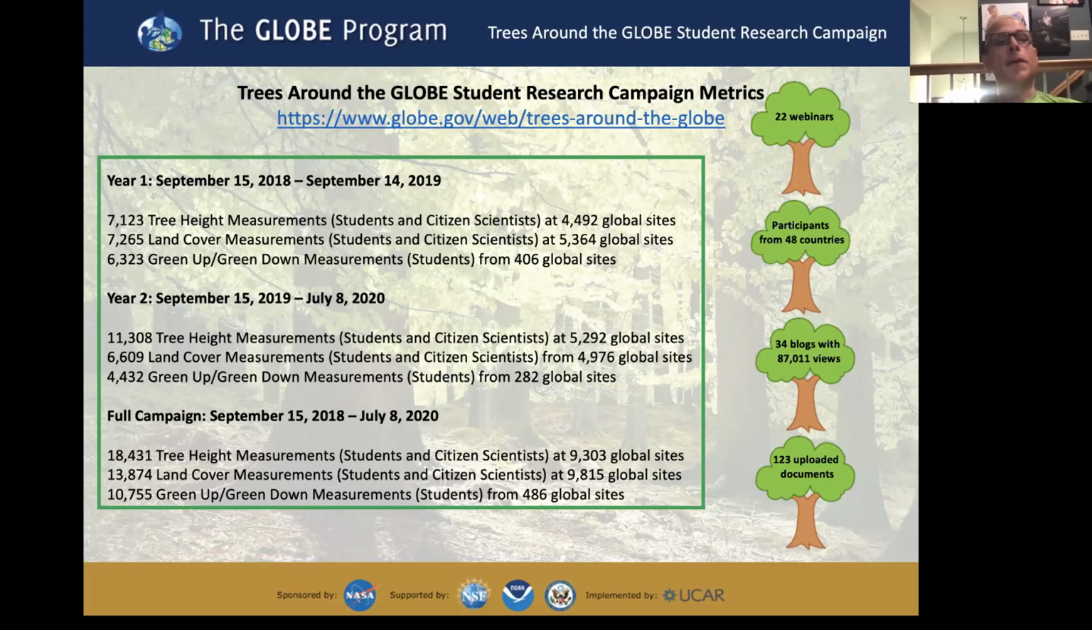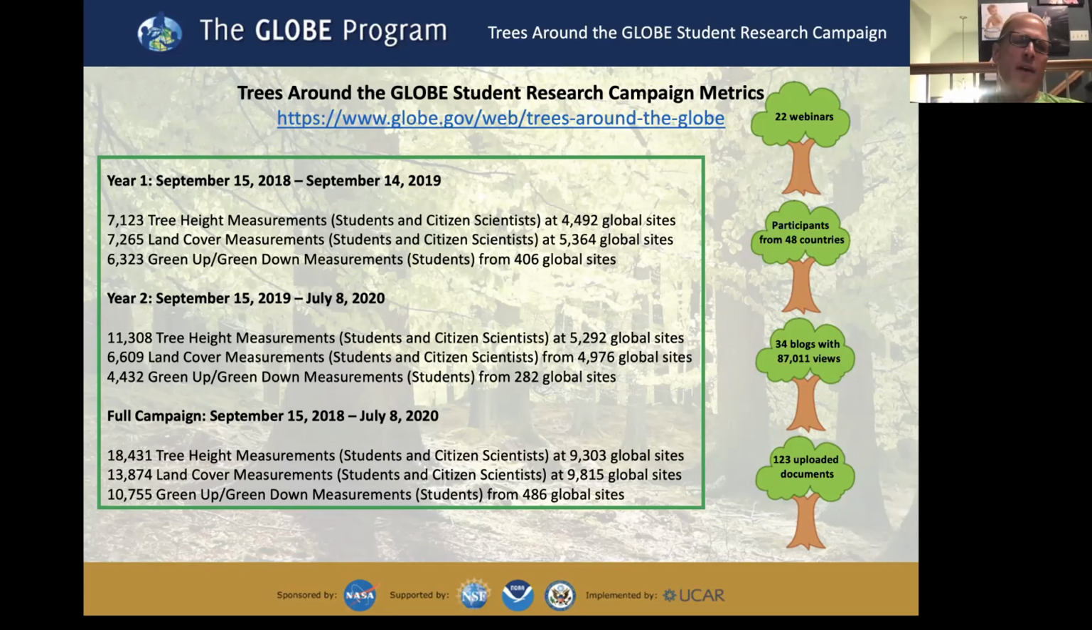So there's been a lot of land cover measurements coming in, and that's awesome. And green up, green down, we're closing in on 11,000 during the period of the campaign. So this is all data that students and educators can use for research projects. So there's a lot of information. And on the side, you see here just a couple of specific campaign things. We've had 22 webinars so far for the campaign since it started. Today is the 23rd. We have participants from 48 countries who are very active in the campaign. There are a bunch of blogs with lots of views, and we have a lot of uploaded documents. So make sure you go to this URL on the top of this slide and check it out, because you can find all this information on there.